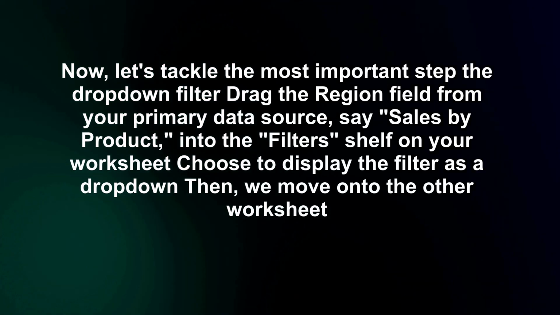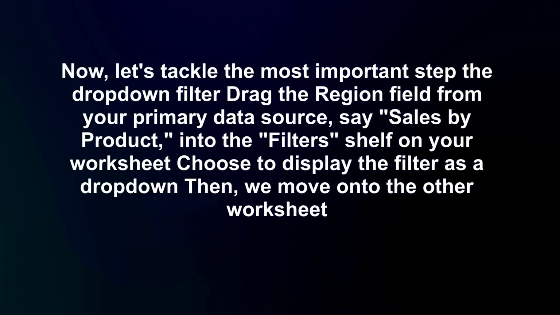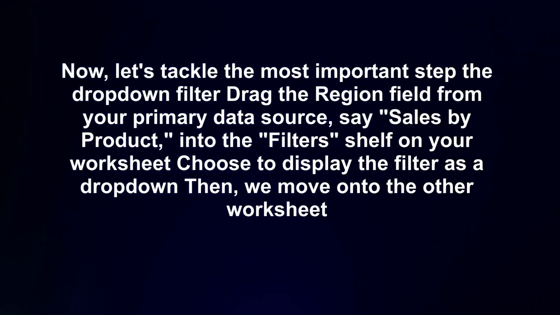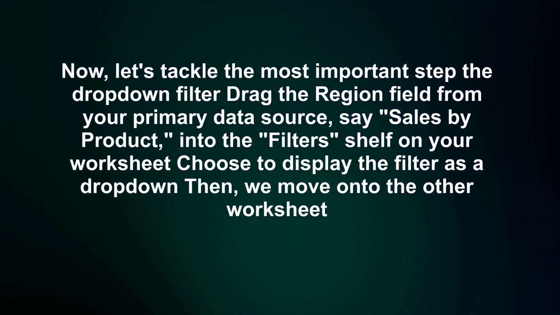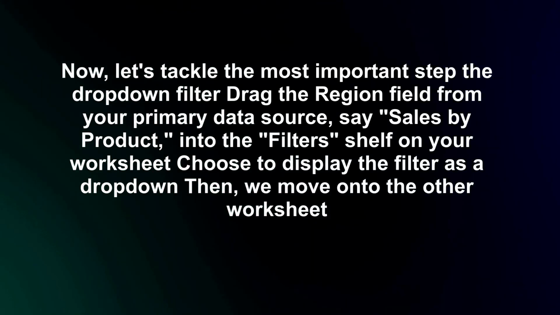Now, let's tackle the most important step, the drop-down filter. Drag the region field from your primary data source, say sales by product, into the filters shelf on your worksheet. Choose to display the filter as a drop-down. Then, we move on to the other worksheet.